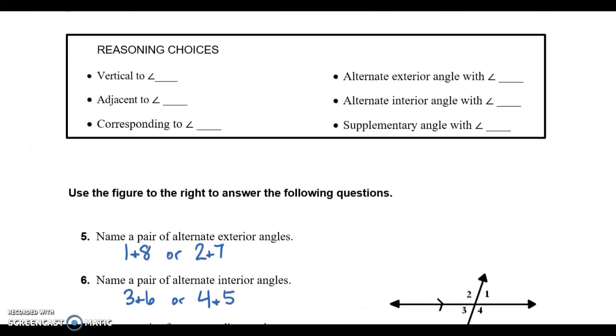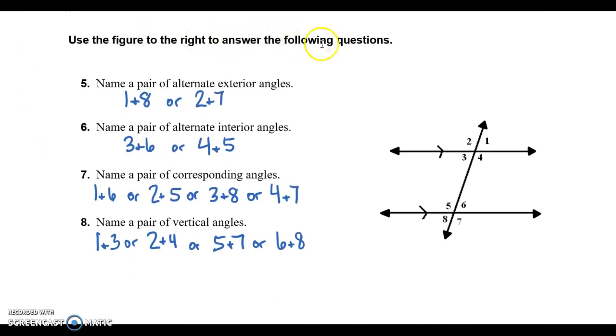Study those. Here's some more vocab. Use the figure at the right to answer the following questions. Name a pair. You only had to answer one of these. Alternate exterior. Outside the parallel would be like 1 and 8. Alternate interior. Inside the parallel lines would be like 3 and 6. Corresponding is the same position. So if I look at angle 1, same position down here is 6, or any of these answers. And then name a pair of vertical. So 2 and 4, 1 and 3, 6 and 8, 5 and 7. And that is it for your vocab.